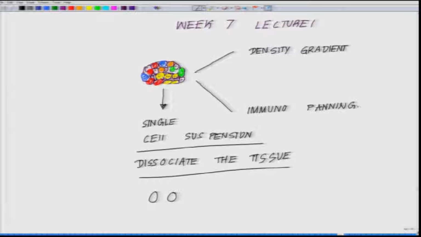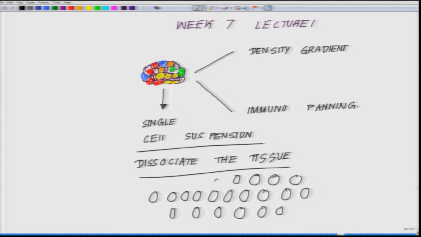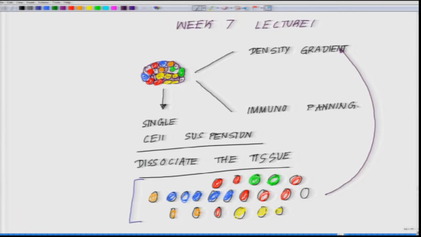Now if you get this kind of mix and the individual cells have different sizes, then you can follow the density gradient, provided each one of these populations has a different density.